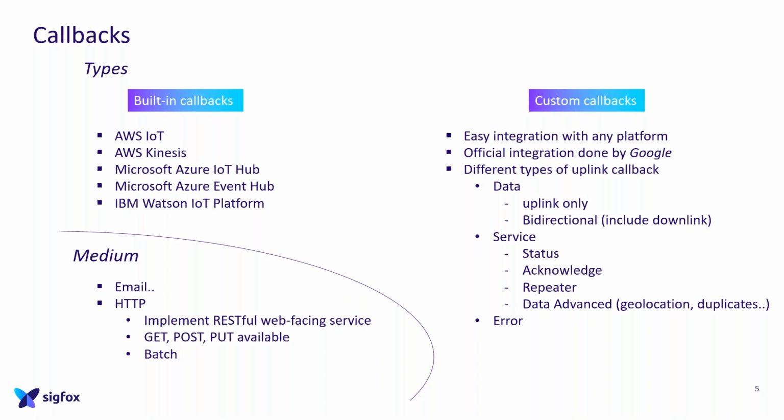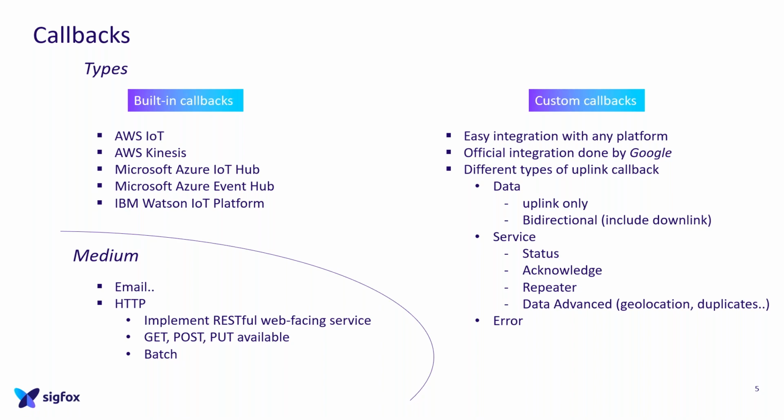Then you have the service callbacks, including status, acknowledge, repeater, and the data advanced callback, which carry, I would say, all the metadata and valuable, added value information about the message. And then you have the error callback.